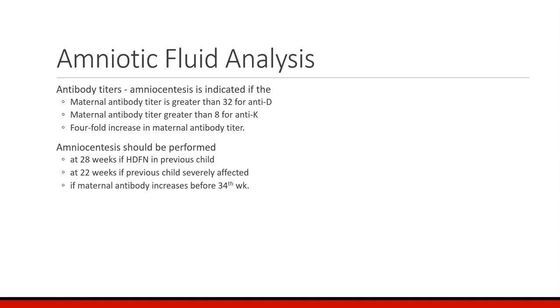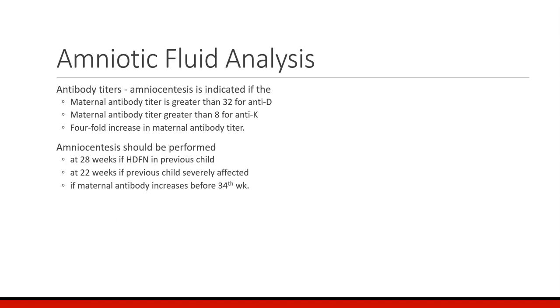Amniotic fluid analysis is indicated in several different types of situations. So let's talk about antibody titers first. Amniocentesis is indicated if the maternal antibody titer is greater than 32 for anti-D, or if it's greater than 8 for anti-Kell, or there's a 4-fold increase in maternal antibody titer from one to the next. Remember what a 4-fold titer increase indicates? That indicates that the immune response is ongoing, and that's a clinically significant rise in titer.